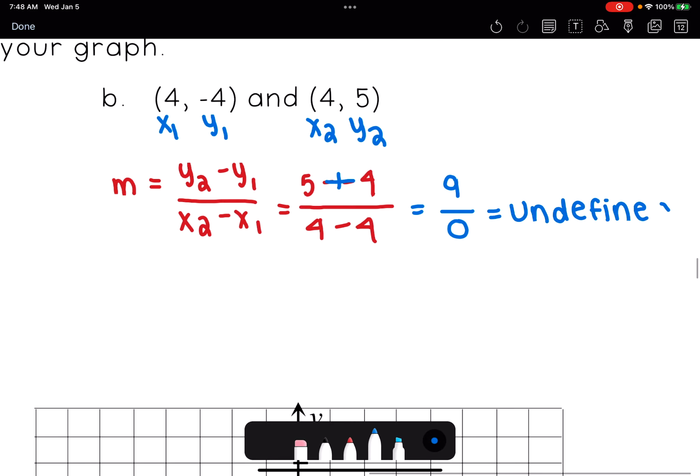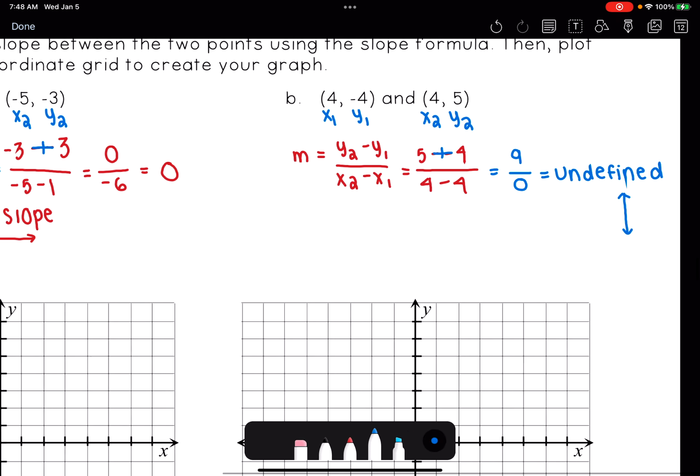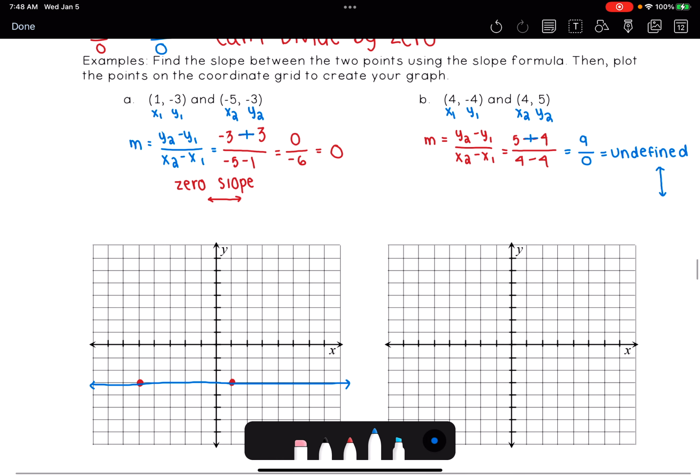And we learned last time that an undefined slope should look up and down. And if we graph these points, 4, negative 4, and 4, 5, we see that we do get an undefined slope. So we just verified that we did this correctly.